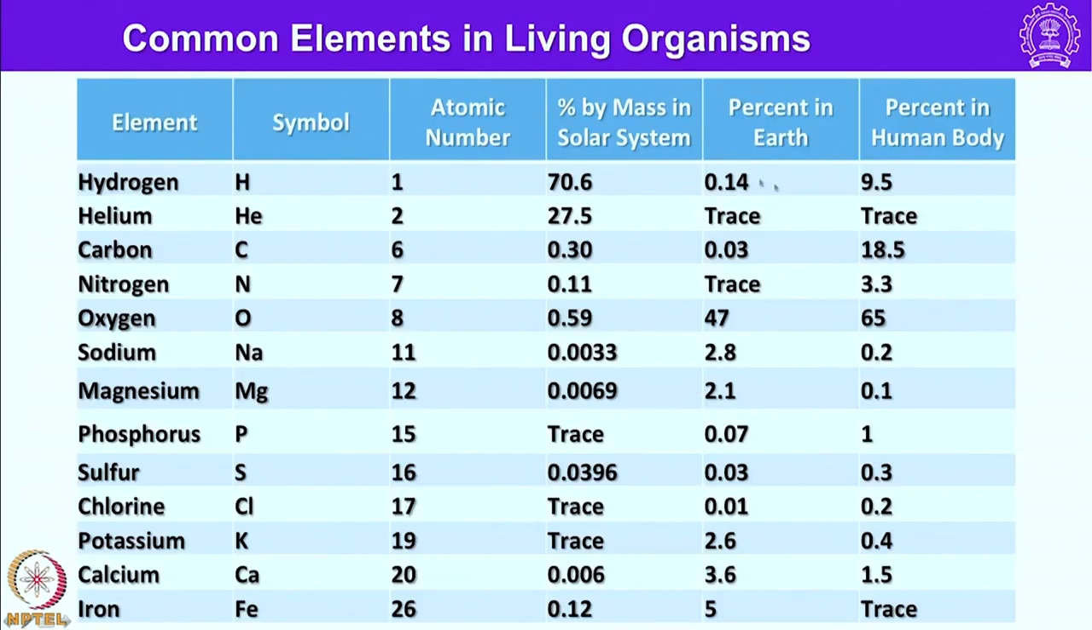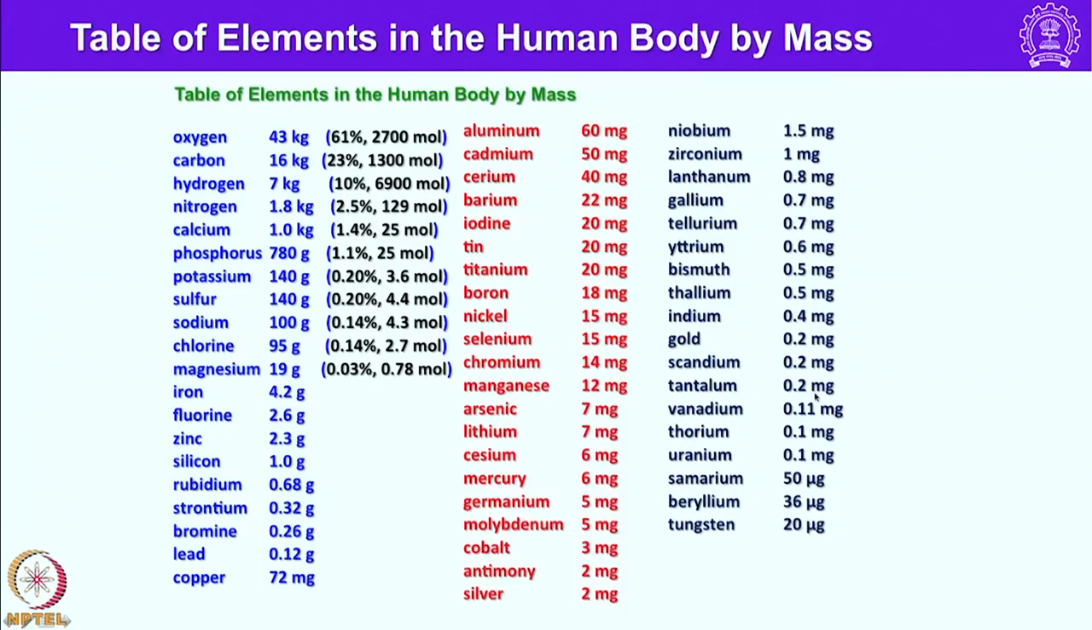And you can look into the percentage of these elements in the human body. Hydrogen accounts for almost 9.5%, carbon accounts for 18.5%, nitrogen accounts for 3.3%, whereas oxygen accounts for 65%. This is because two-thirds of our body weight is made up of water, and as a result, you can see hydrogen is present at 9.5% and oxygen at 65%, and the rest of the elements are as per the percentages I have given here.